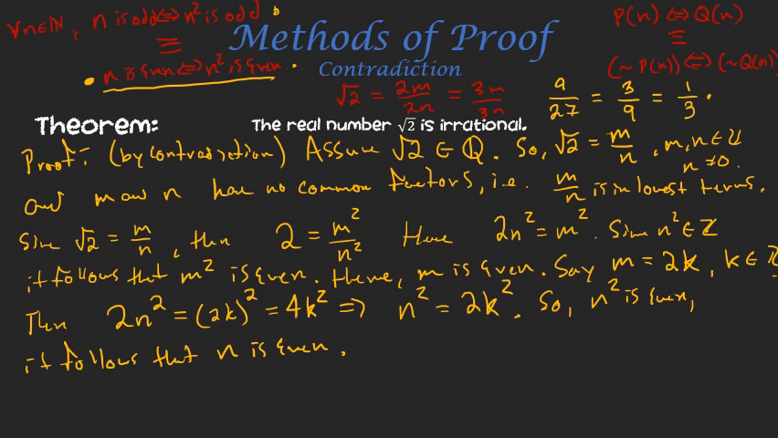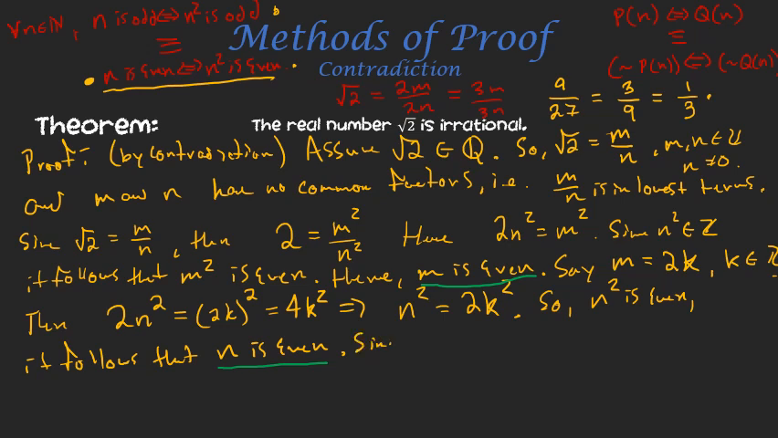Now you might not see it, but we're actually done with the proof. That's our contradiction. So what's our contradiction? We know that n is even, right? We concluded that. And we also, along the way, found that m was even. So n is even and m is even.